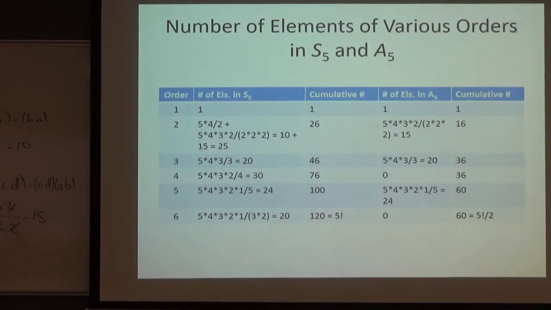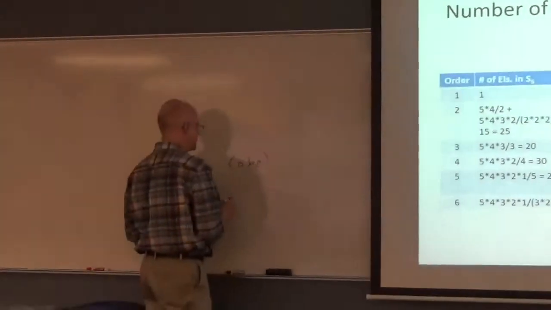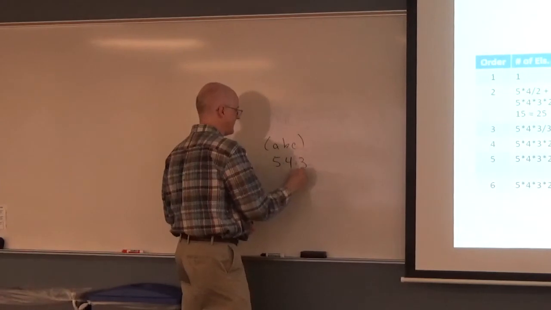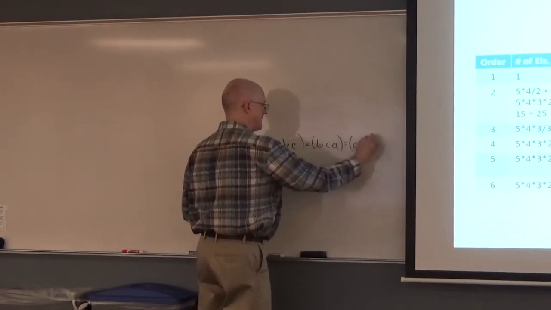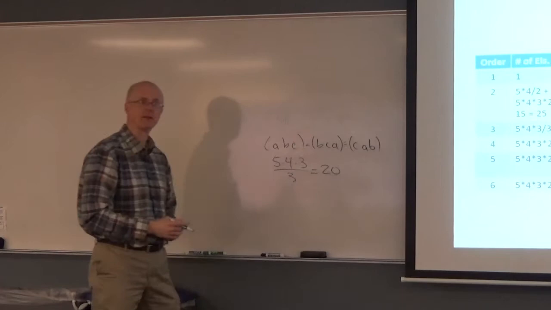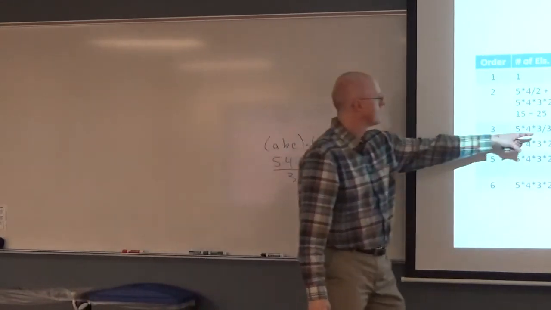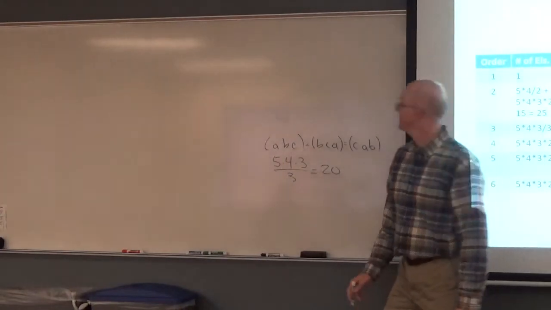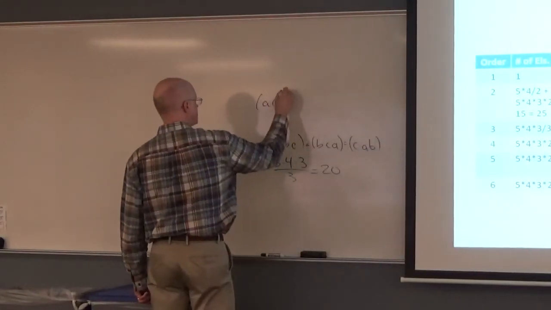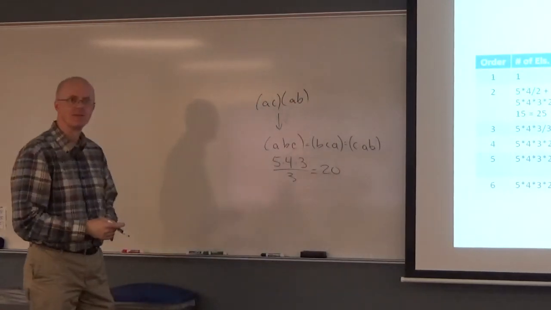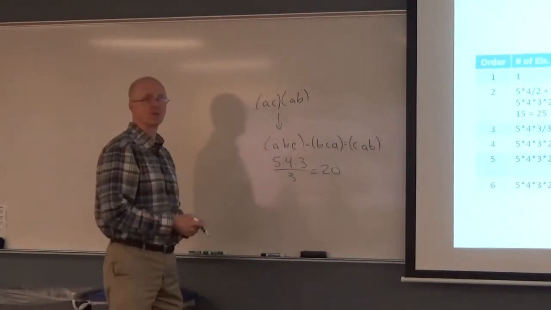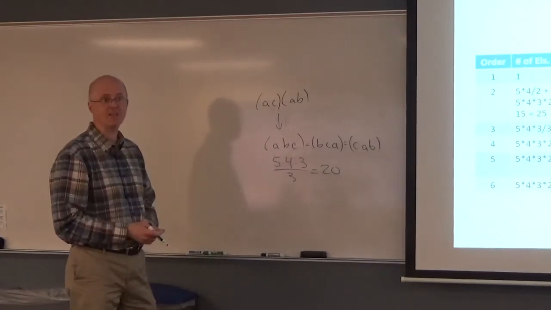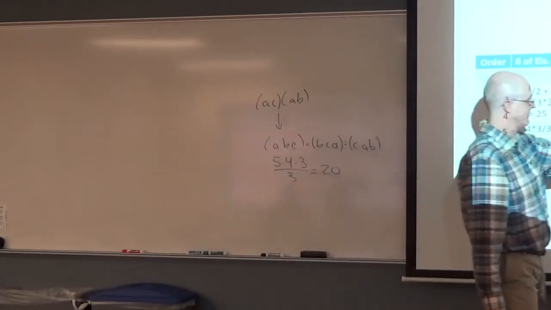For 3 cycles, A, B, C: 5 choices for the first one, 4 for the next, 3 for the next, but each of those can be written in 3 different ways, so I have to divide by 3. And there's 20 of those totally. 3 cycles are even. This can be written as a product of two transpositions like this, with that trick. Not disjoint, but they are 2 cycles. An even number of 2 cycles. 3 cycles are actually even permutations. So they are also in A5. 20 there.